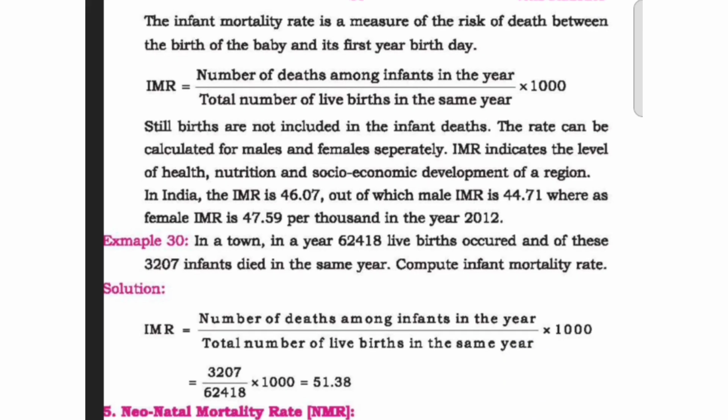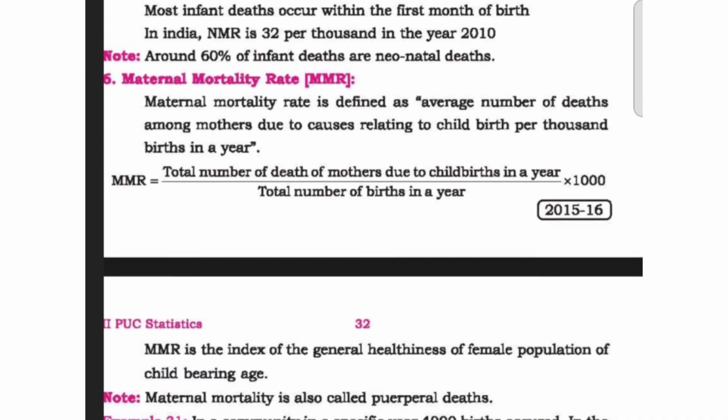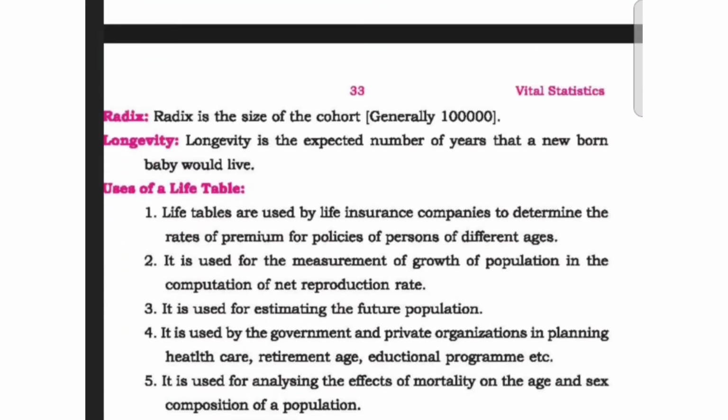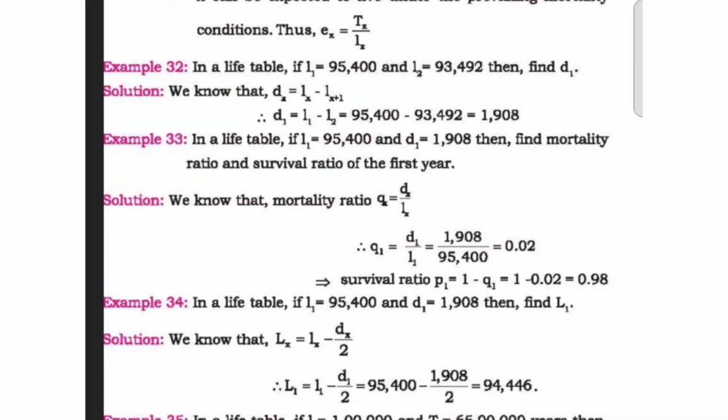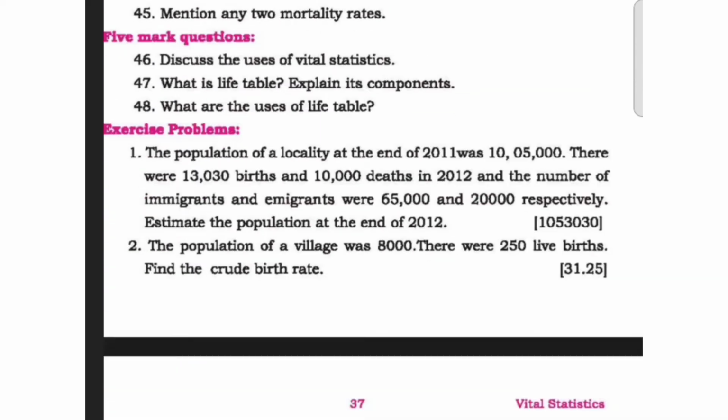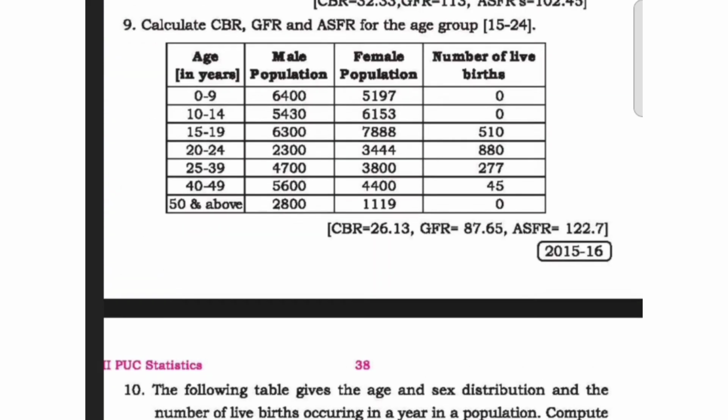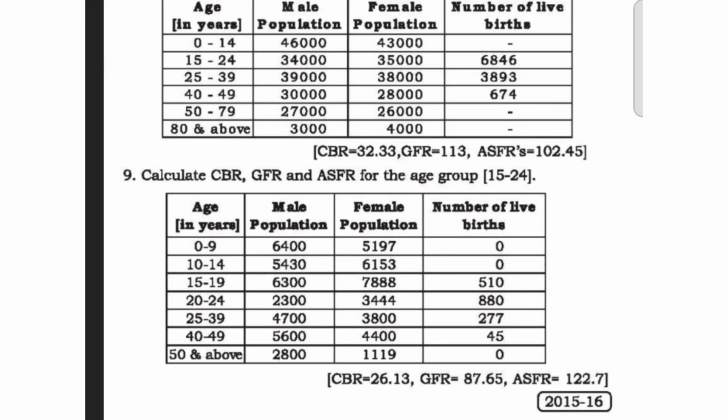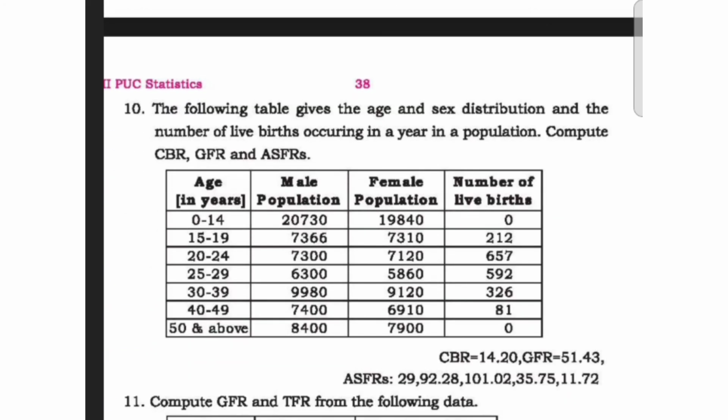Then you are writing IMR, NMR, MMR, which is very easy. The only thing is that this is a mortality rate. Just write all three formulas properly and calculate perfectly. Okay, these are the vital statistics 5 marks and 10 marks problems. Just solve these exercise sums. If you solve these exercise sums, you will get the questions from this only.